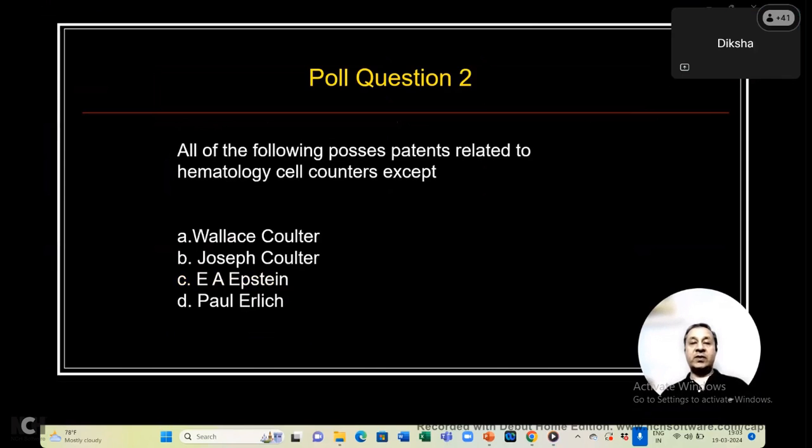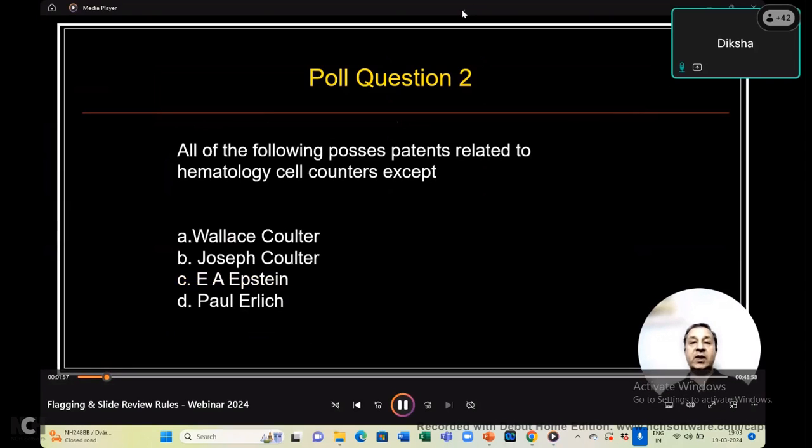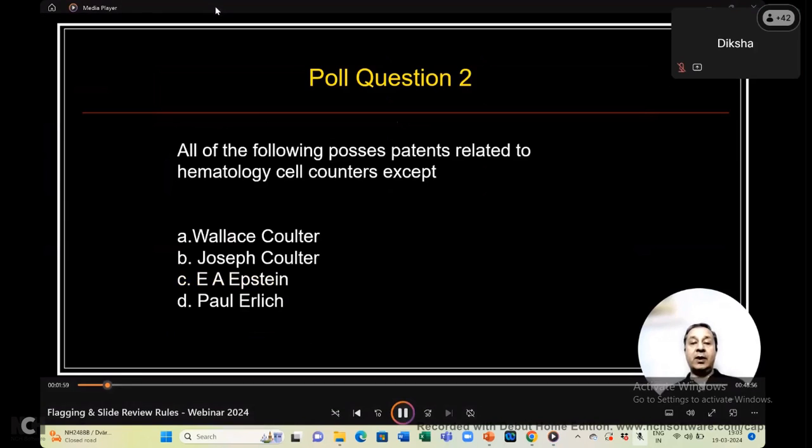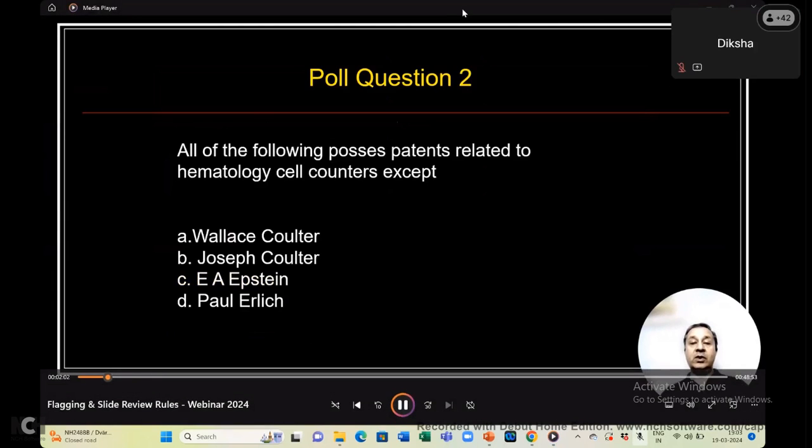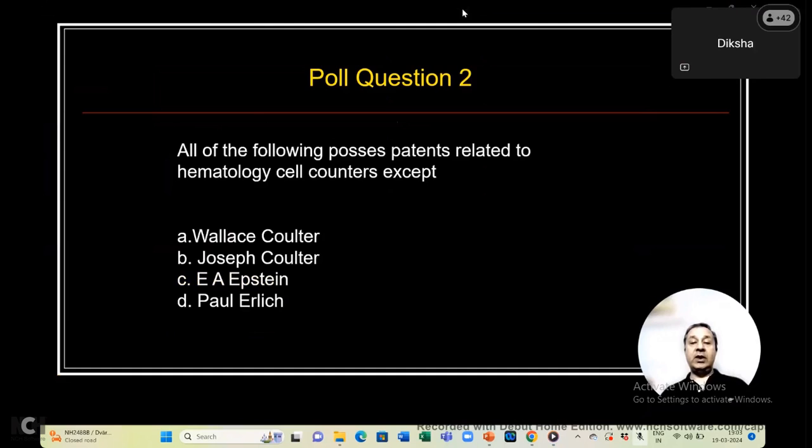The next question is that all of the following possess patents related to hematology cell counters except. So you have Wallace Coulter, Joseph Coulter, E. A. Epstein, and Paul Ehrlich. And of course, the answer is Paul Ehrlich.